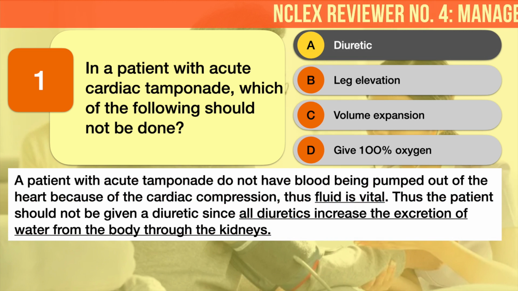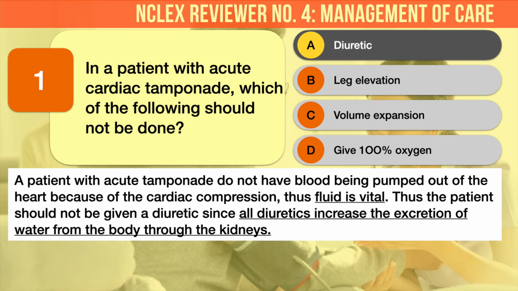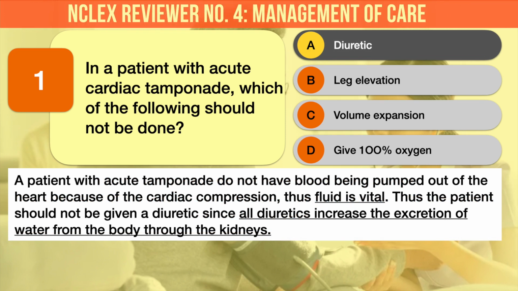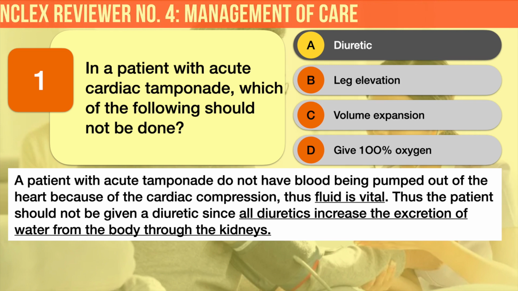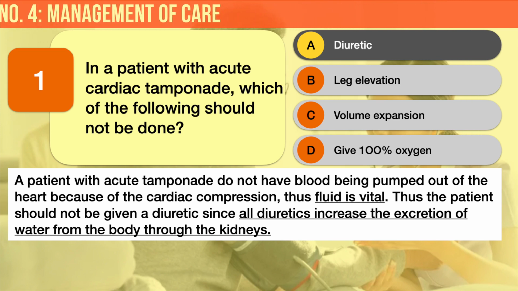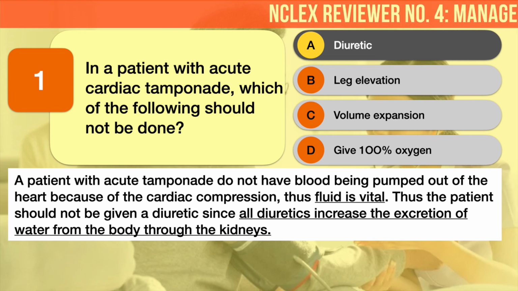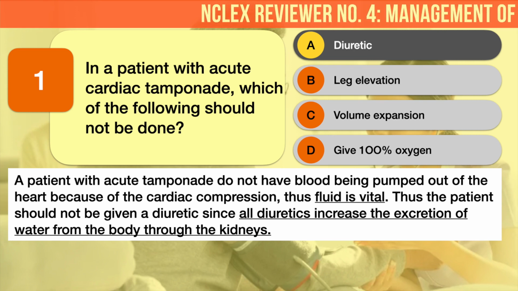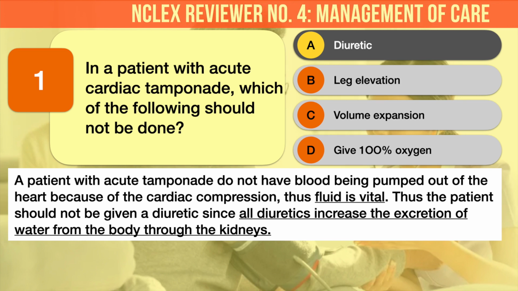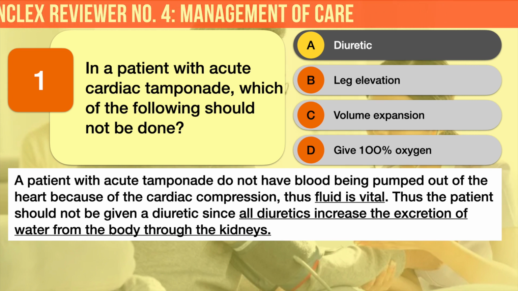Diuretic. A patient with acute tamponade does not have blood being pumped out of the heart because of the cardiac compression, thus fluid is vital. Thus, the patient should not be given a diuretic, since all diuretics increase the excretion of water from the body through the kidneys. Other treatment measures include oxygen, bed rest, and leg elevation. Immediate pericardiocentesis can be life-saving. Surgery requires making a hole in the pericardium and draining the fluid.